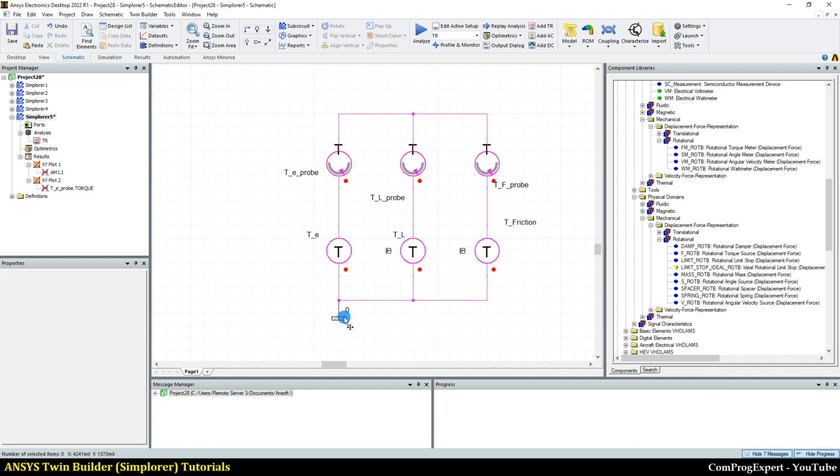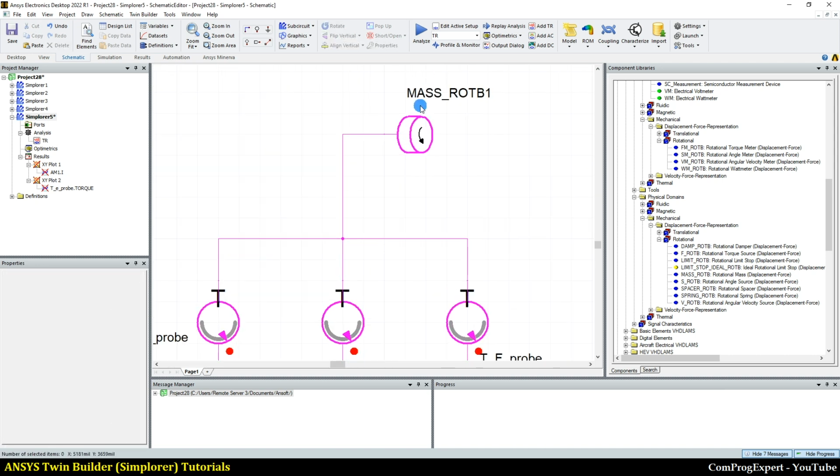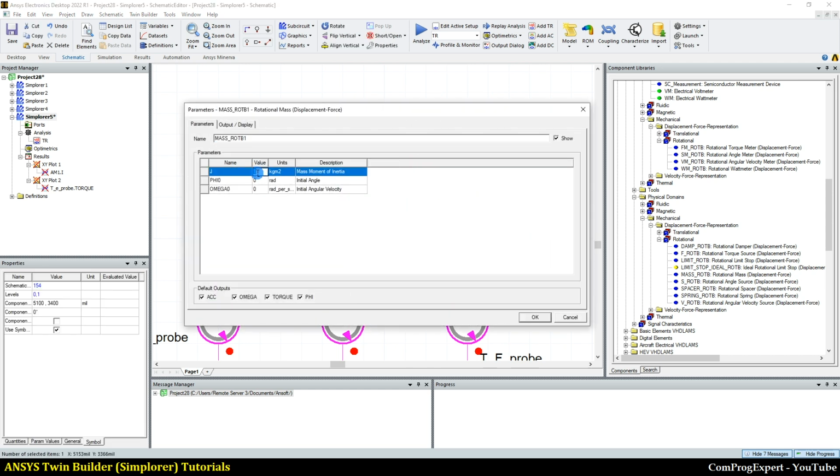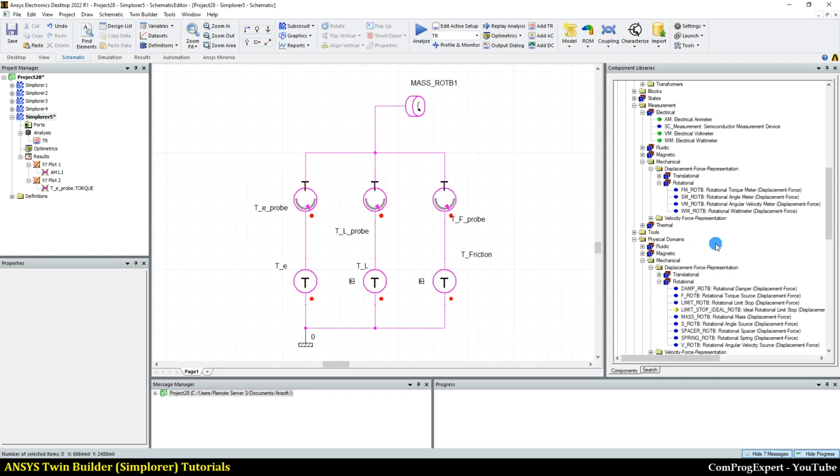So here we have the mechanical ground, and here we attach this rotational mass. The moment of inertia is 0.0017. The initial angle is 0 and initial angular velocity is 0. So now I should consider a speed probe. Here we have rotational angular velocity meter.